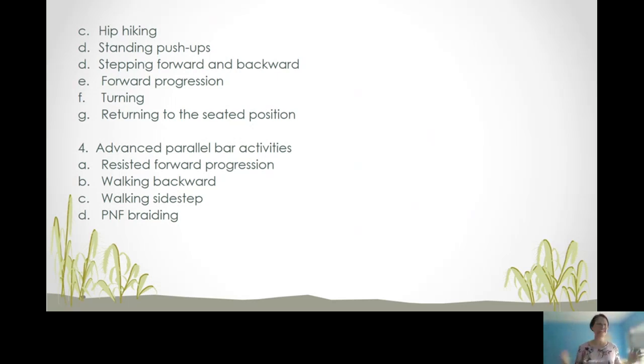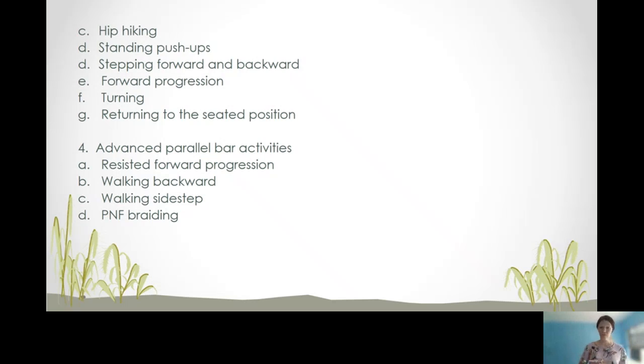You can even measure that in meters walked. As a progression and advancement of the activities in the parallel bars, you can add resistance to forward progression. That means that you actually hold their shoulders slightly back as they move and walk forward.